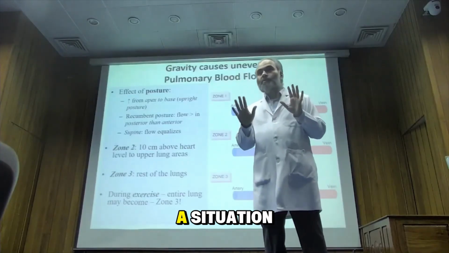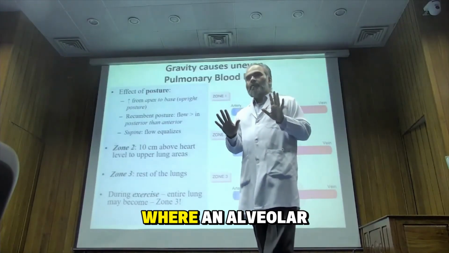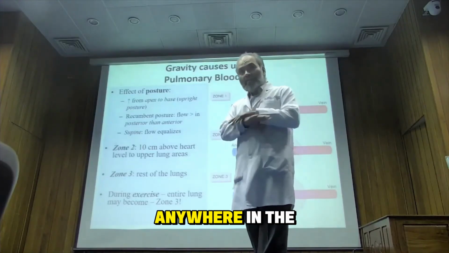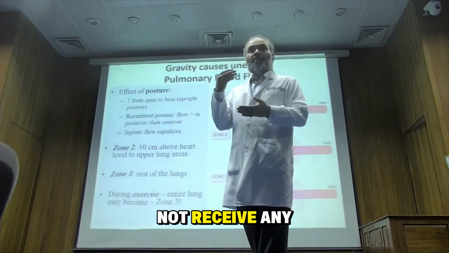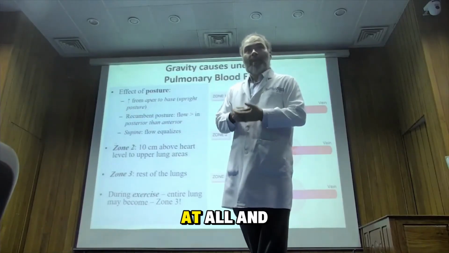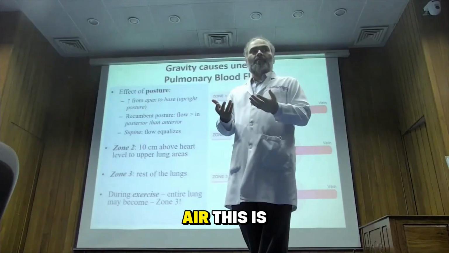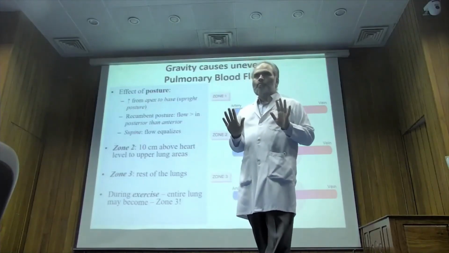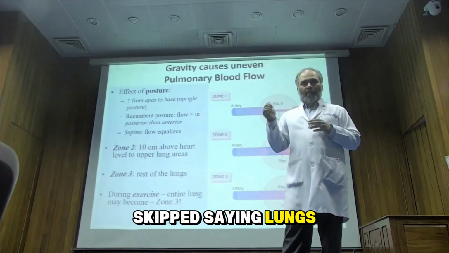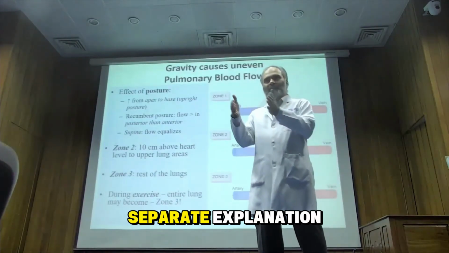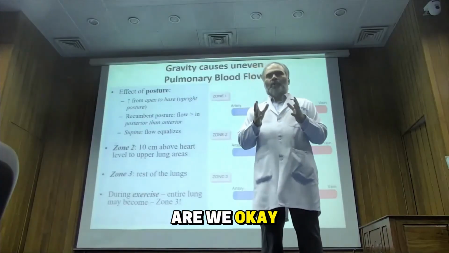There cannot be a situation where an alveolus anywhere in the lung, irrespective of gravity or space or whatever, does not receive any blood at all and only receives air. This is not allowed, and it shouldn't happen. That's why I skipped saying lung zone 1, because it needs a separate explanation. Are we okay with that?